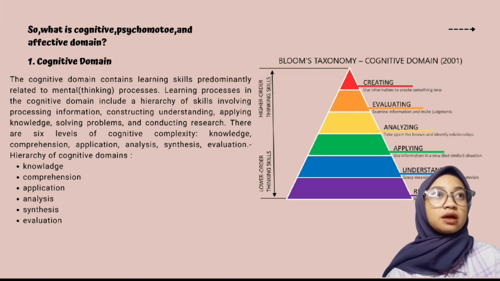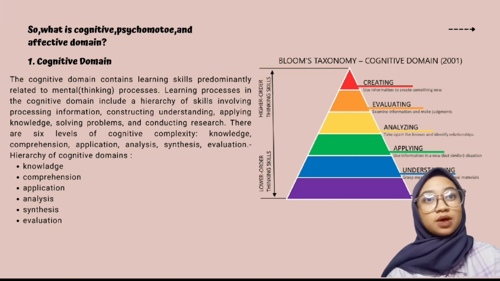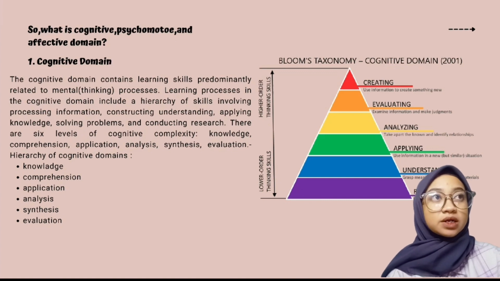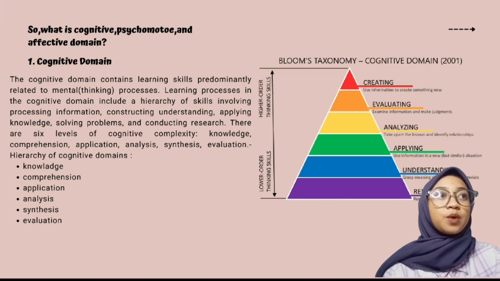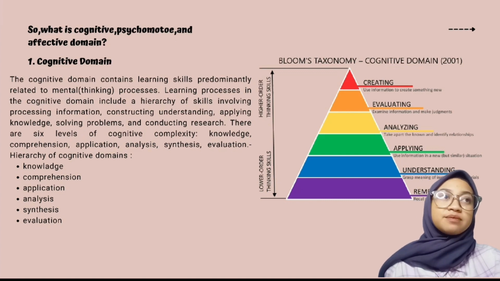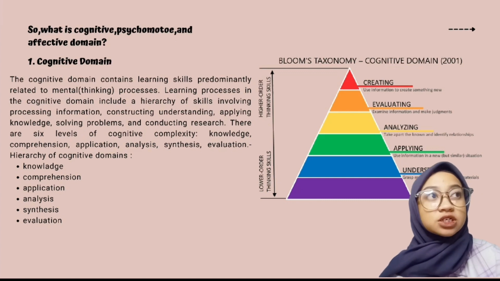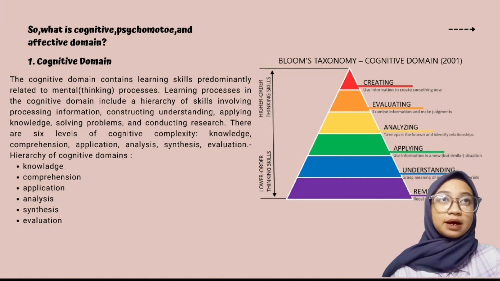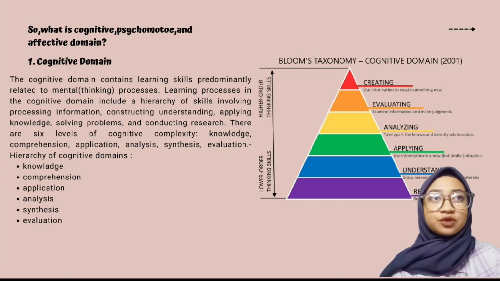Creating means using information to create something new, and evaluating means examining information and making judgments. Analyzing means taking apart to know and identify relationships. Applying means using information in a new but similar situation. Understanding means grasping meaning in instructional materials, and remembering means recalling specific things. That's about cognitive domain. And next to affective domain.